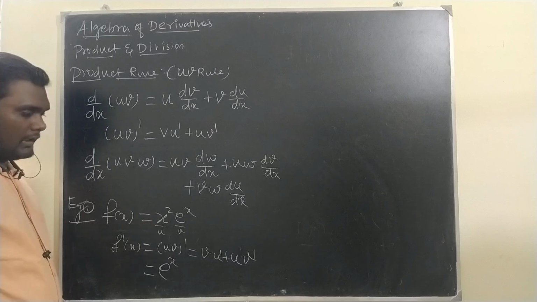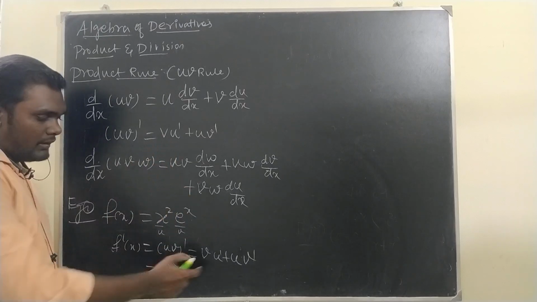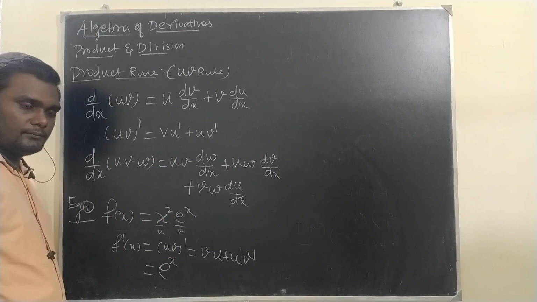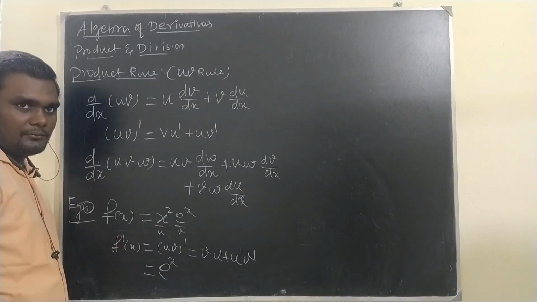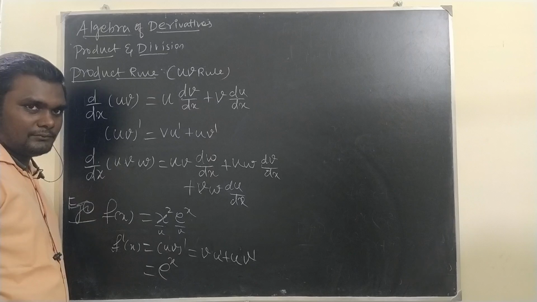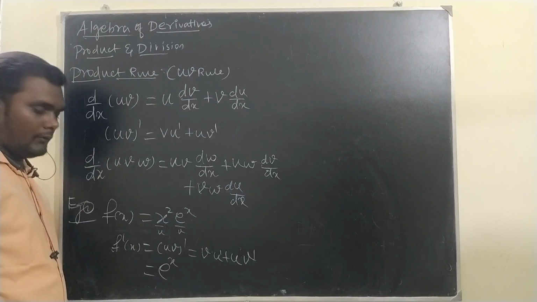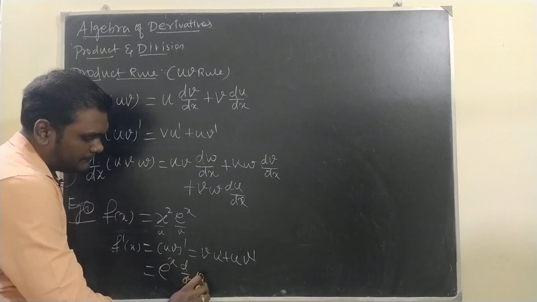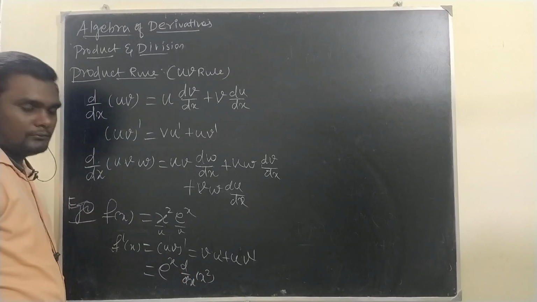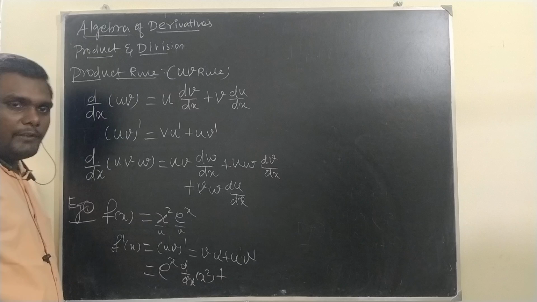e power x. That is it. As it is, I am writing. Okay, u dash. The same x square, but u dash. We have to derive this. Okay. So yes, d by dx of x square plus u v dash.